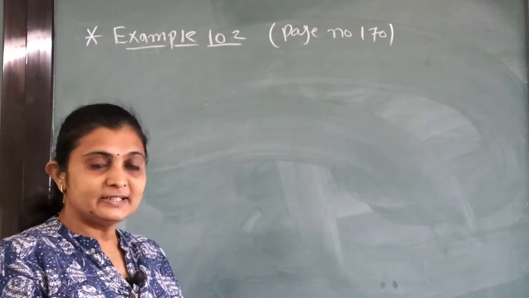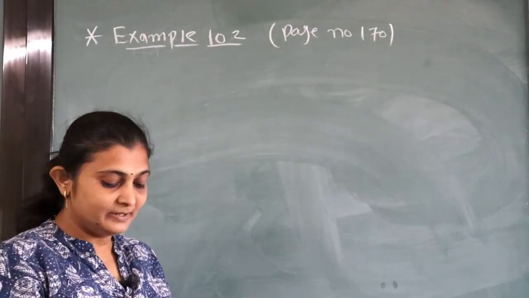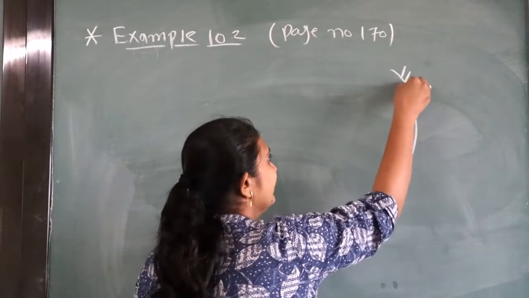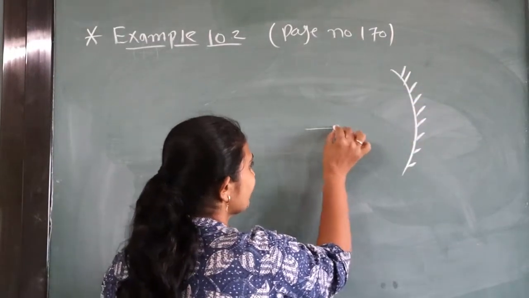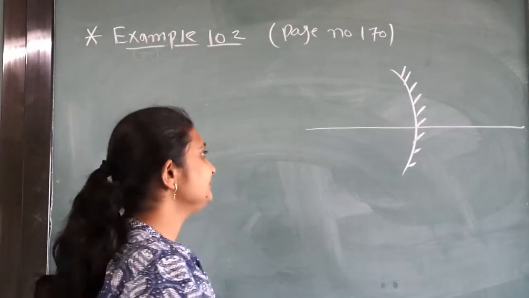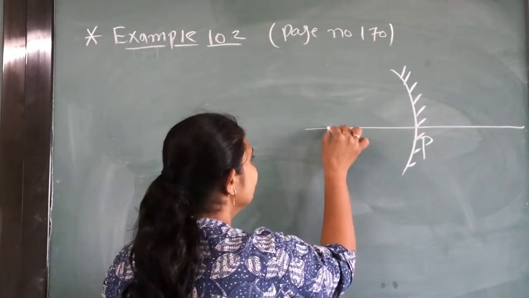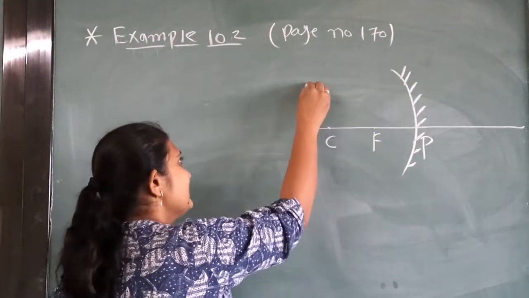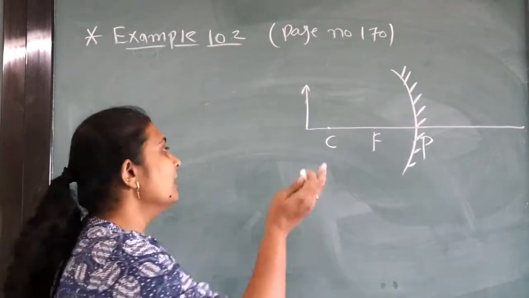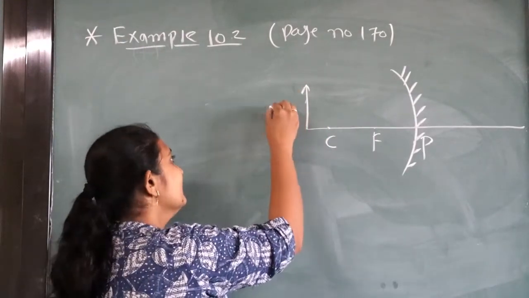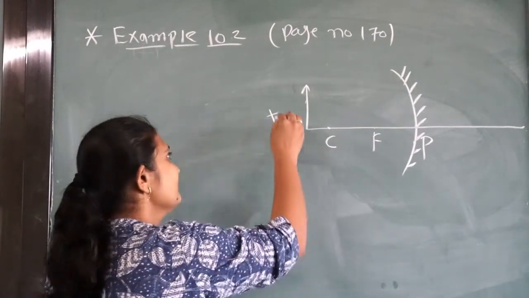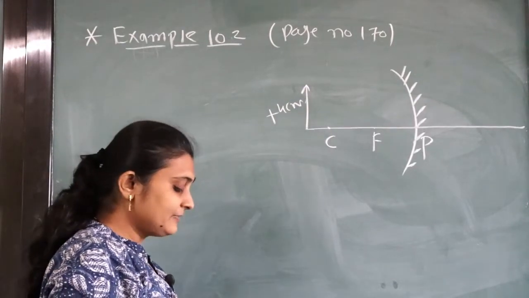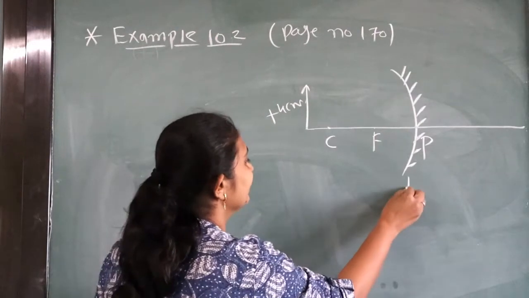An object 4 cm in size is placed at 25 cm in front of a concave mirror. Then first of all we have to draw the concave mirror here: principal axis, pole, center of curvature, focus point. Here an object of 4 cm. Now above the principal axis, that is the height we have to take positive, plus 4 cm object is there, placed 25 cm from the mirror.